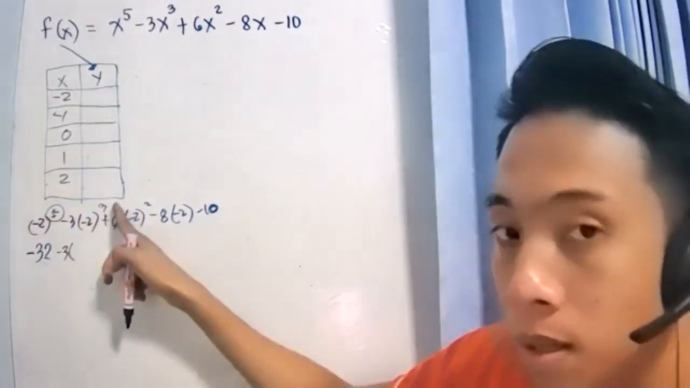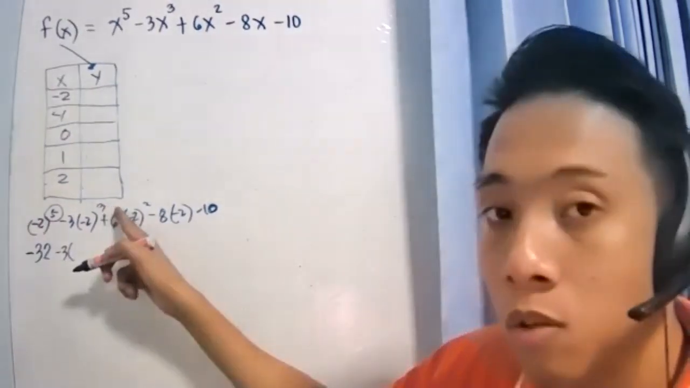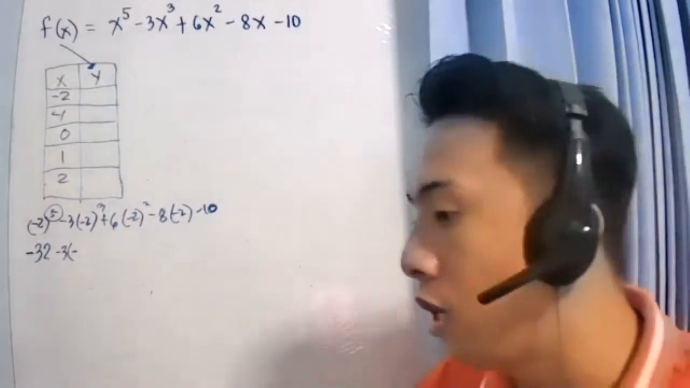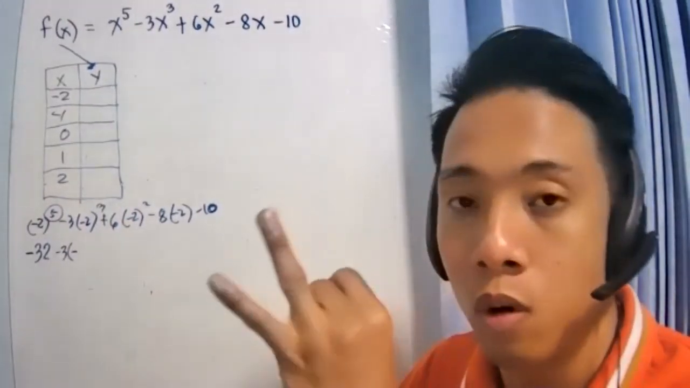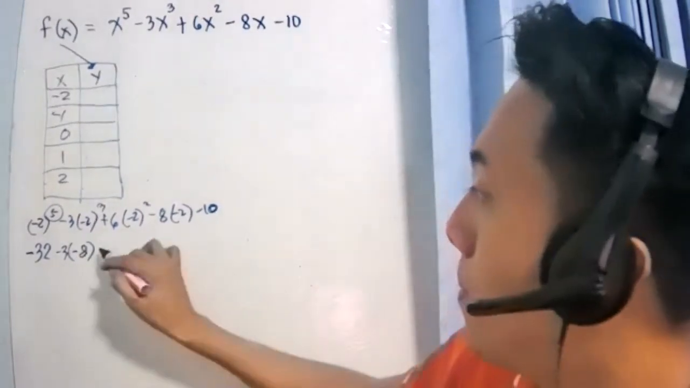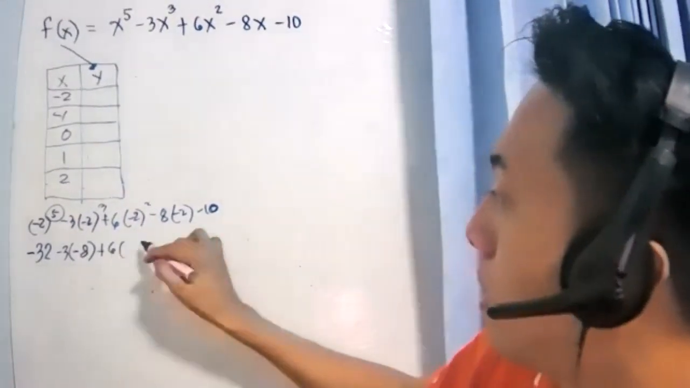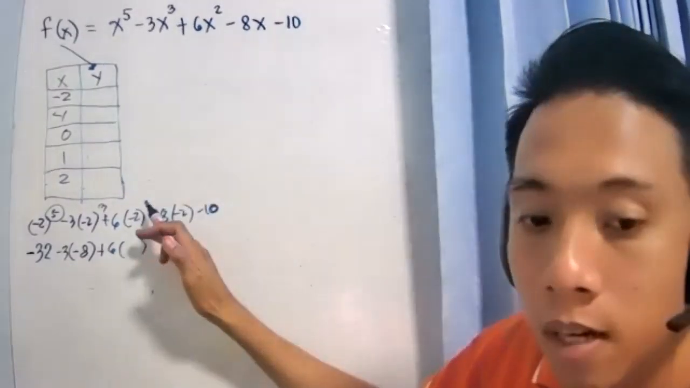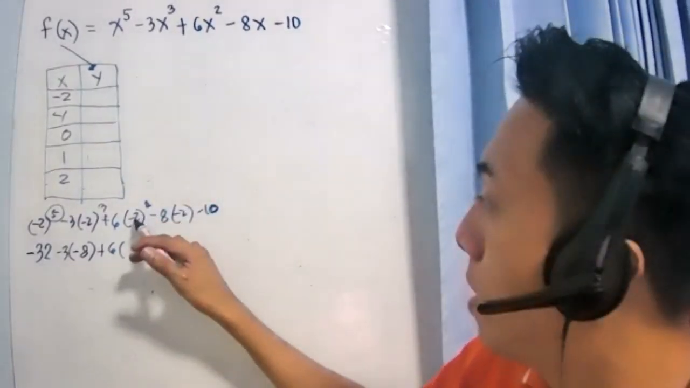-2 cubed. 3 is also odd, so our answer is negative. So what is 2 cubed? 2 times 2 is 4, times 2 is 8. So this will become 8. Plus 6. We have an even number, correct? Even number 2, so this will become positive.